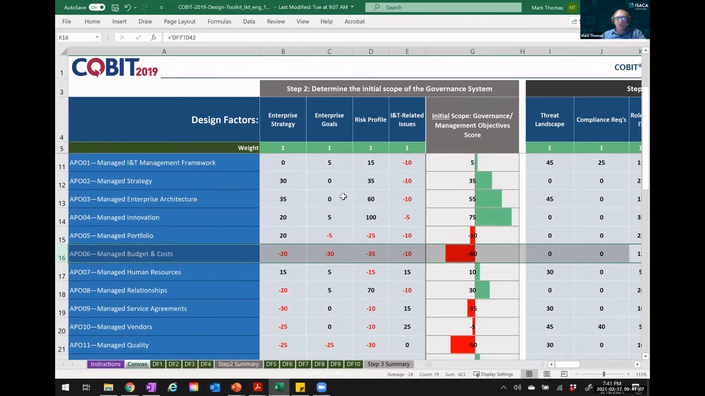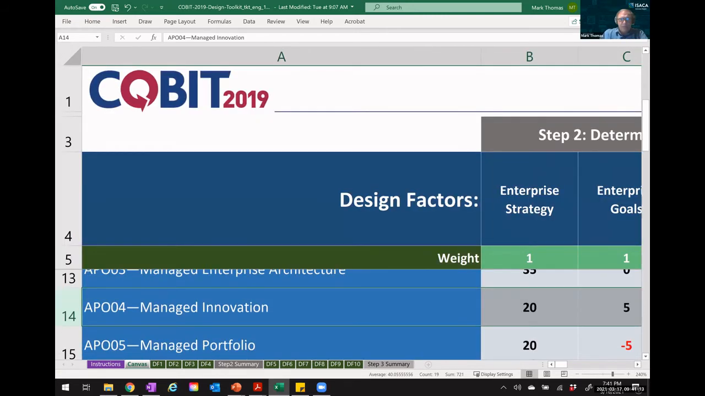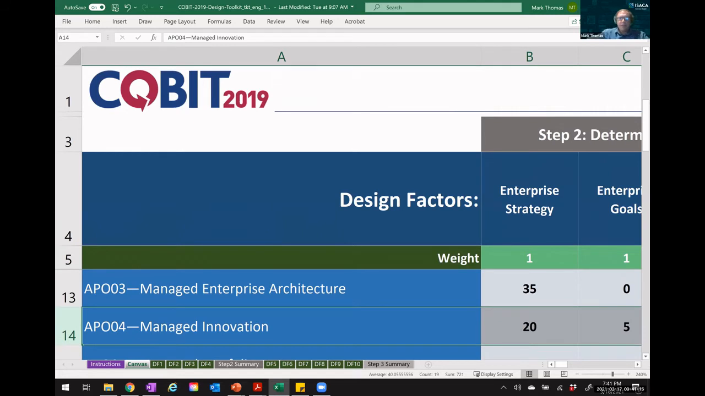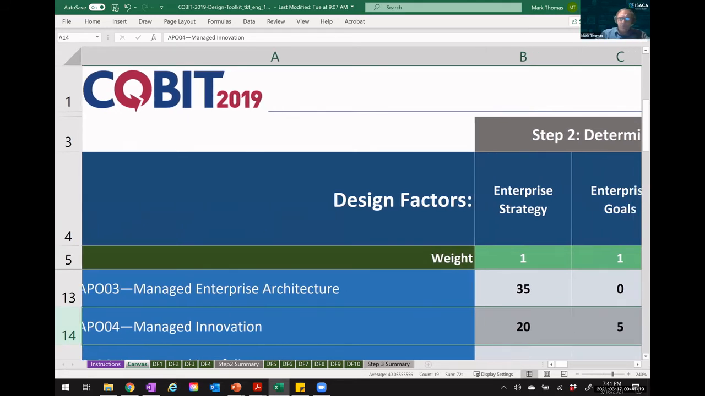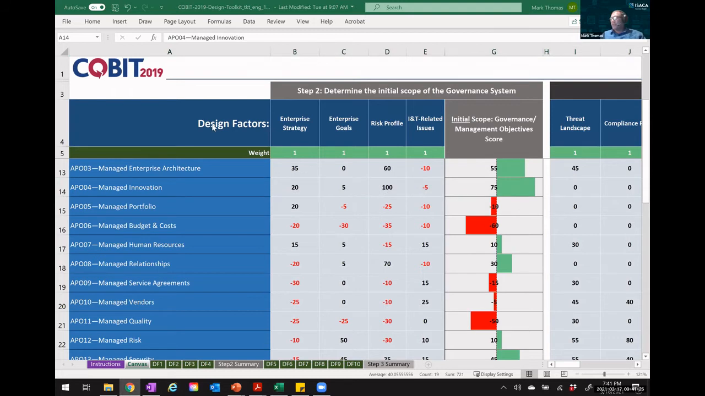There's a big one right there just based on my input. You see right there, it says on the left, APO4, managed innovation, right? That was a big one for this one, okay? So I just want to show you. So what you'll do is to find this tool, I'll go back out to the COBIT site for you real quick. I'd love to send it to you guys.